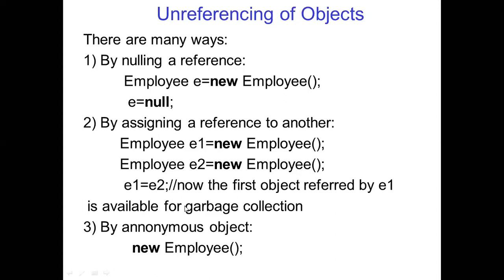Second, we can assign a reference to another. If e1 and e2 are objects and we assign e1 = e2, then the first object is no longer referred to by e1, so it is not in use and is available for garbage collection. Third, by an anonymous object, such as new Employee(). Nothing refers to it, so it is an unreferenced anonymous object.